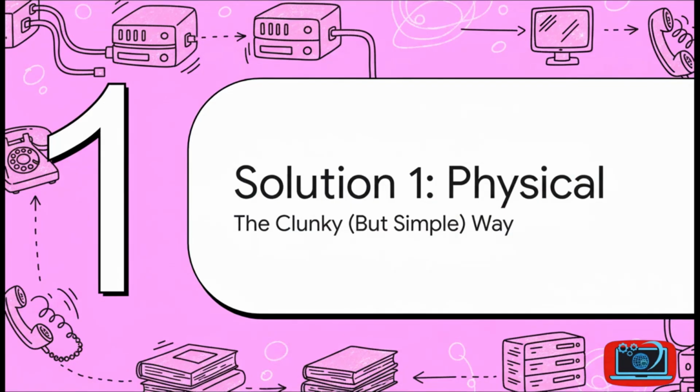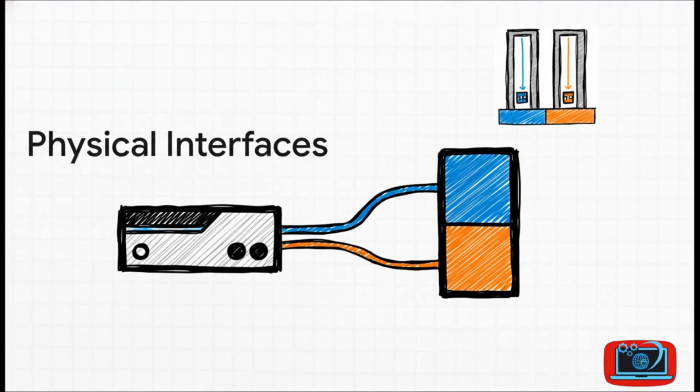First up, we've got the most straightforward old-school method, the physical approach. The logic here is dead simple. For every single VLAN you have, you use up one physical port on your router and run a cable down to your switch. In our office analogy, this is like building a completely separate private elevator for every single floor. Sure, it works, but I'm guessing you can already see the major problem with this approach.